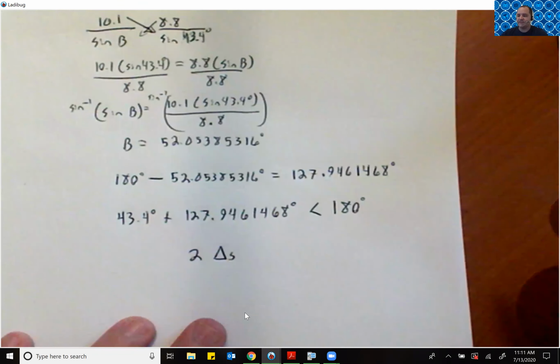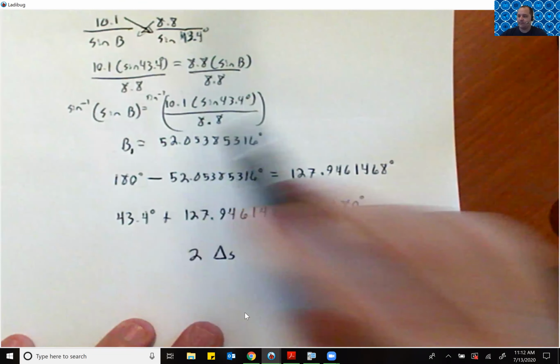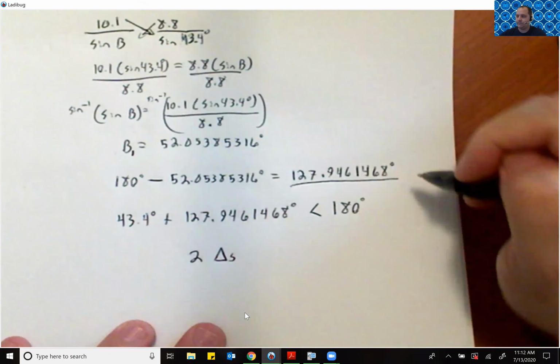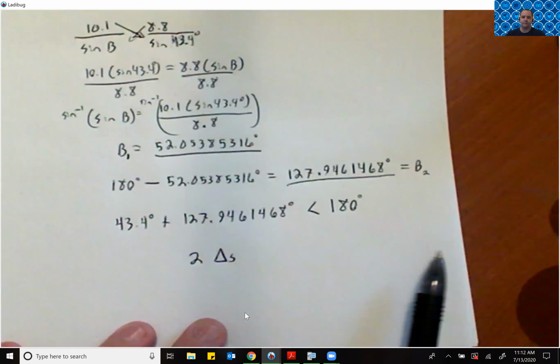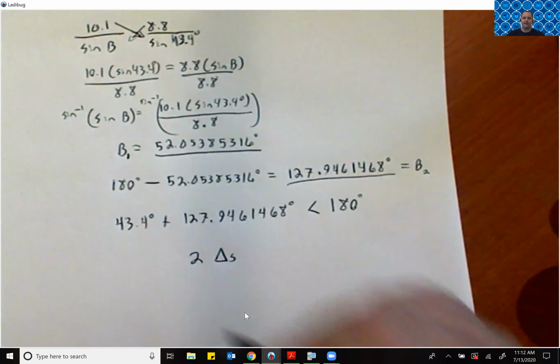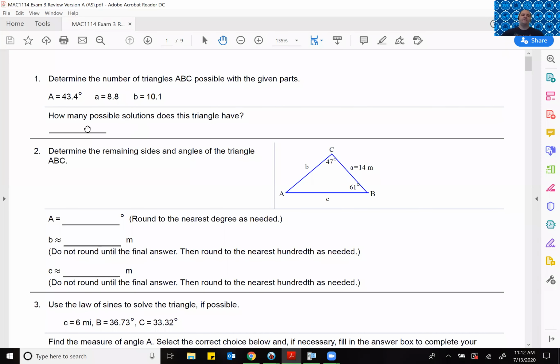So this is one angle B. This is the other angle B. But again, they didn't really care about that, but we do have two triangles here. And that's what they want to know in the blank. So how many possible solutions does this triangle have? Two, because there are two possible triangles in the end. So there's that first one, right off with the ambiguous case. All right, number 2, still in 11.1.